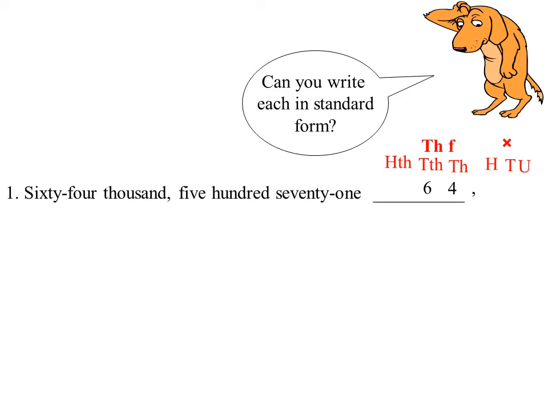Number 4, 210,345. 210,000, we will write 210, comma 345. 427,788, we will write 427, comma 788.